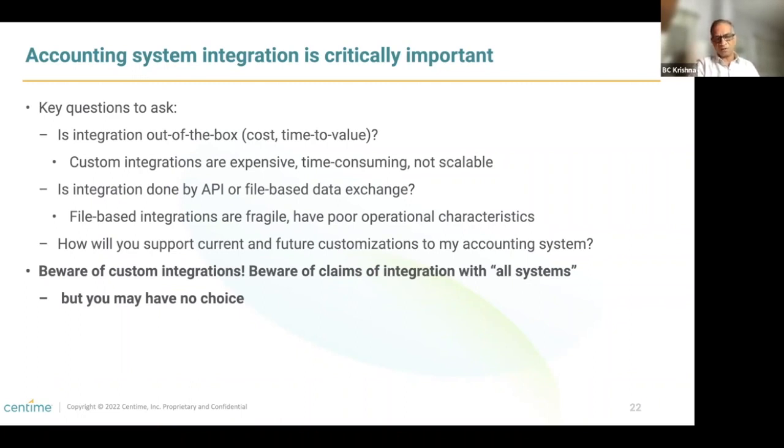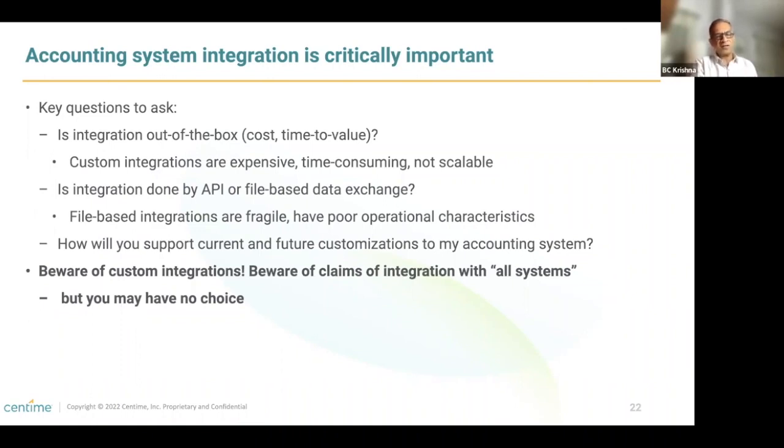Is the integration out of the box? In other words, do you as a customer need to go through a project to get your supplier's AP system integrated with your general ledger? If it's not out of the box, then it's going to be expensive, time-consuming, and generally not scalable. That's one thing, right? So, is it out of the box?